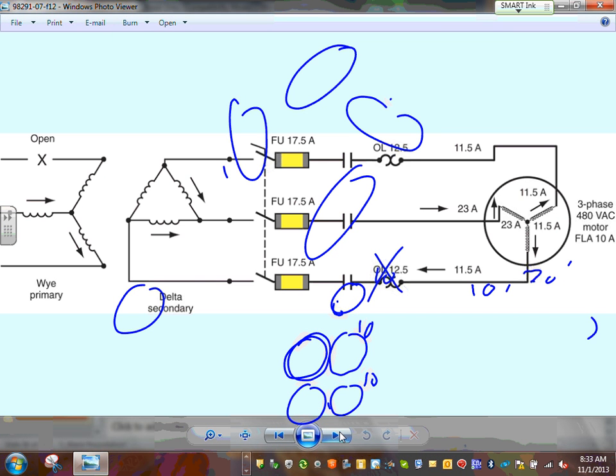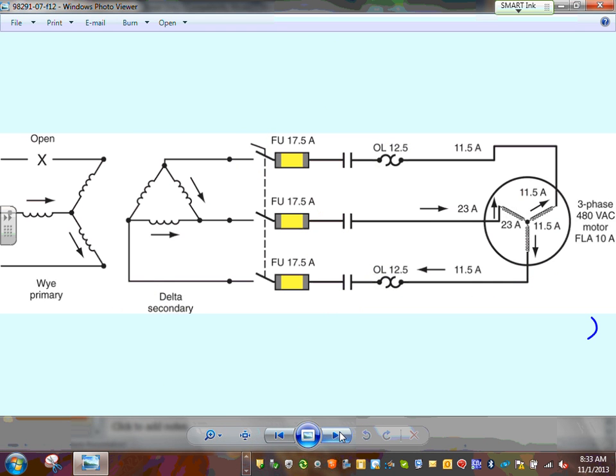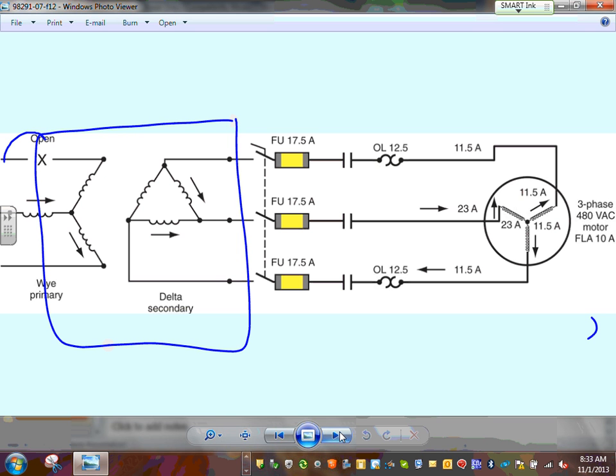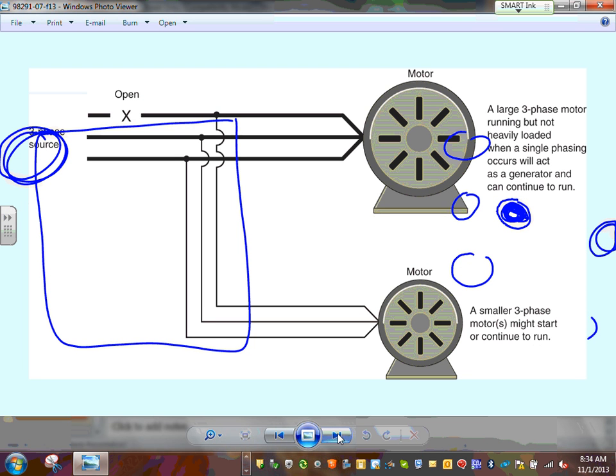Okay, same thing, guys, could happen if you have, look at this, a transformer, and actually the open happened on the primary side of the transformer. I have an opening on the primary side of the transformer. The same thing here. This phase now is carrying 23 amps, this carrying 11.5, this carrying 11.5. We're still talking about the same 10 amp motor. So one phase here will burn. That phase here will burn. So that's if you have a primary open on the primary side.